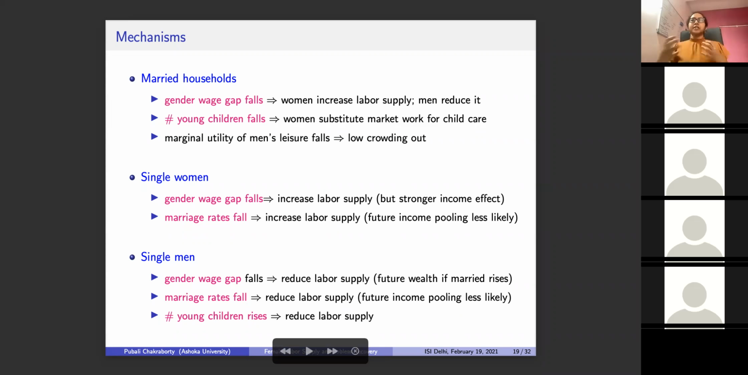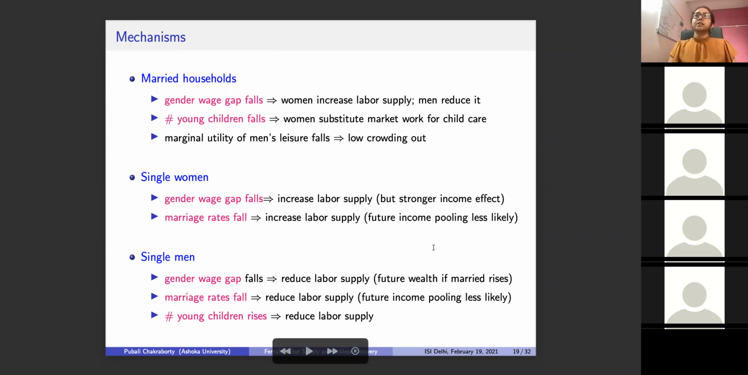All right. So this is really the mechanism that's playing out in the model. Pubali, one clarificatory question here. So you have single men, and if I remember correctly, you assume that the men are not there to produce childcare, right? So what did you assume there? Yeah, so that was for married households. In married households, women supply labor at home to produce childcare. If they are not married, then they're individually producing that good. Okay, yes, that is the assumption.